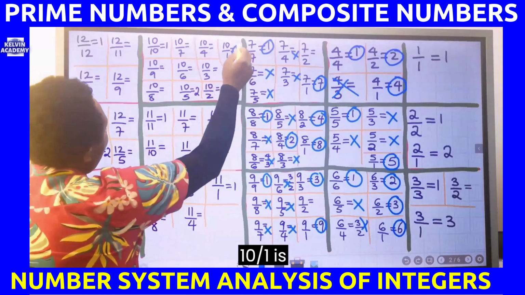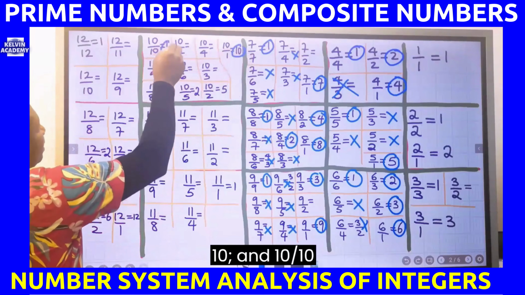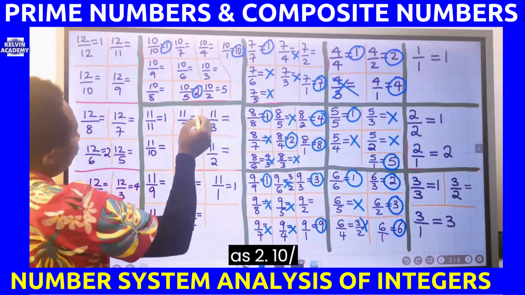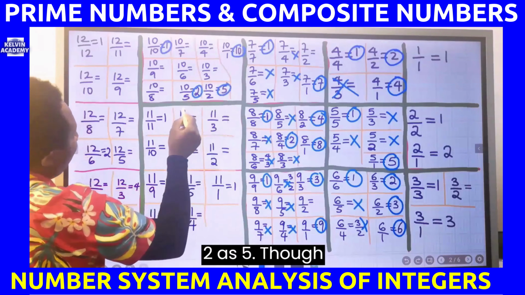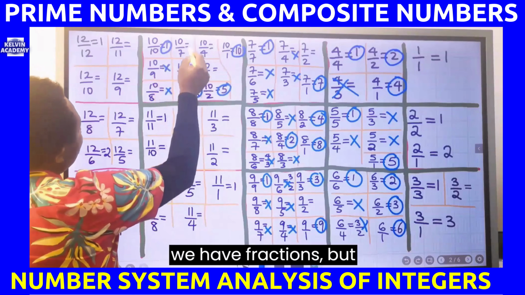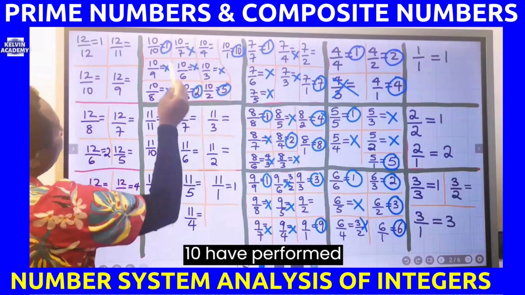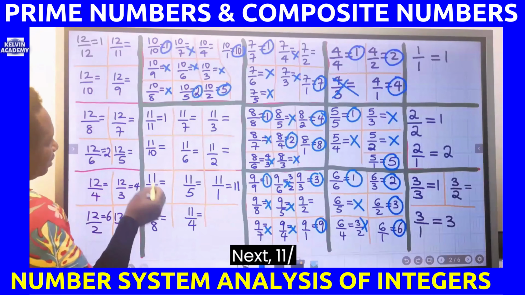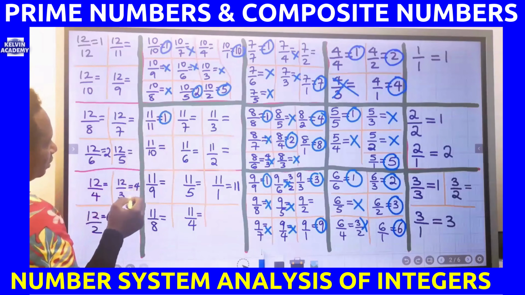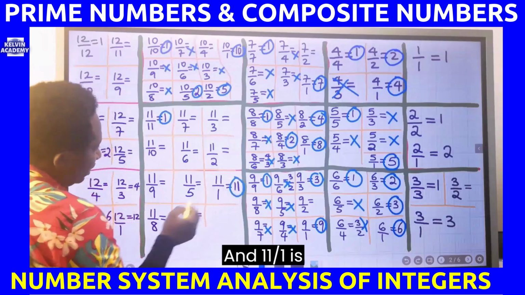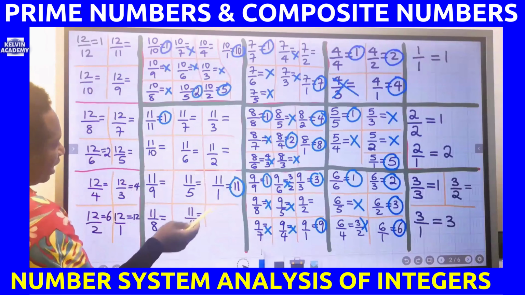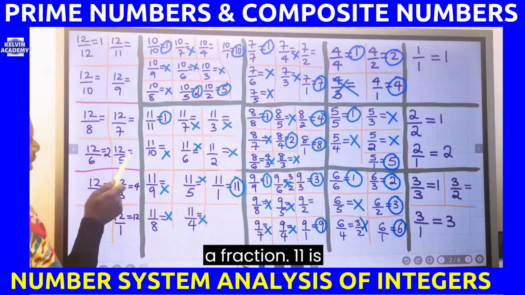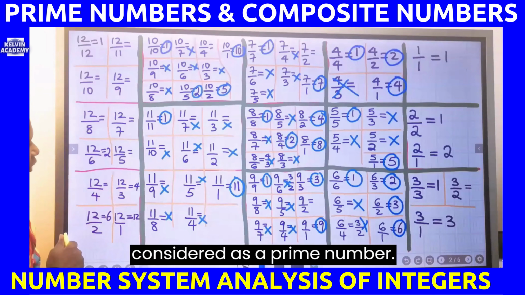10 divided by 1 is 10, and 10 divided by 10 is 1. In between, we have 10 divided by 5 as 2, 10 divided by 2 as 5. Though we have fractions, 10 has performed 4 actions. 10 is not a prime number. Next, 11 divided by 11 is 1, and 11 divided by 1 is 11. In between 1 and 11, every other division is a fraction. 11 is considered a prime number.